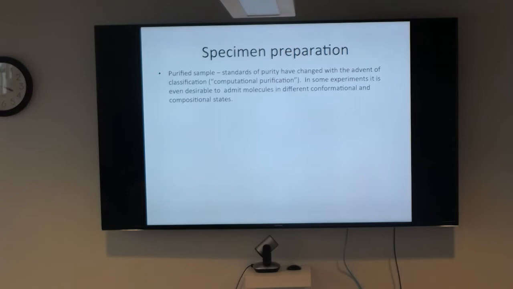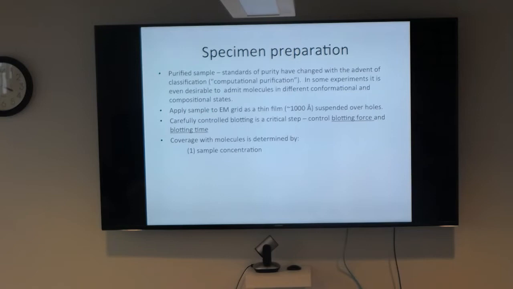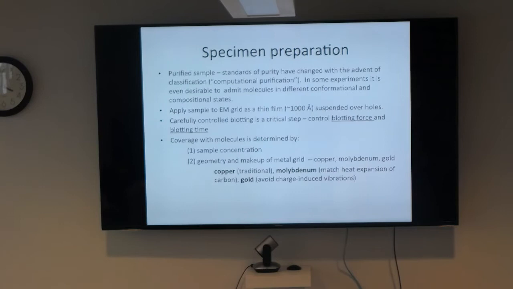So the sample is applied to the EM grid as a thin film, ideally 1,000 angstroms, and then the careful blotting is a critical step. The blotting force needs to be controlled, and the blotting time, and now we have these vitrification robots. And the coverage with molecules is determined by sample concentration, geometry, and makeup of the metal grid.